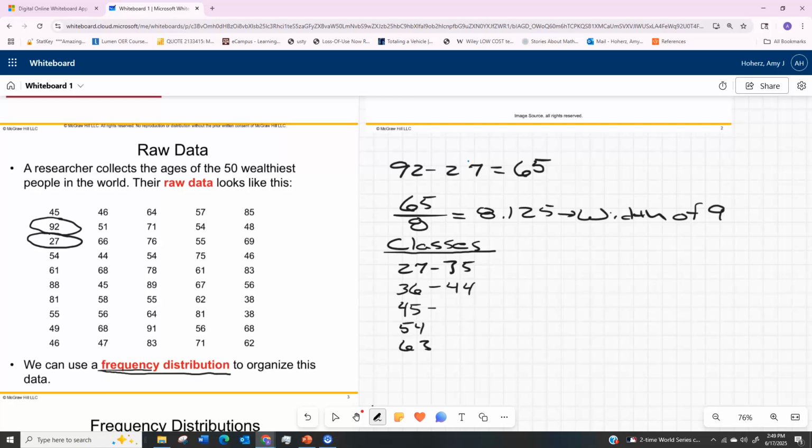63, remember from here to here is 9 away. So 54, 63, 72, that's 6 classes so far. And then we're going to go 81, and then our last class is going to start with 90.